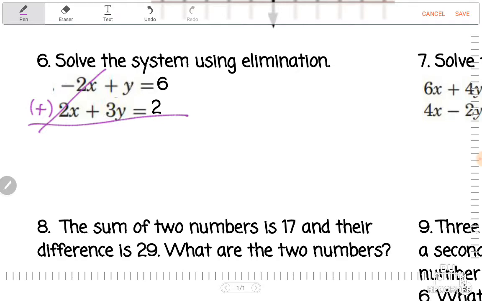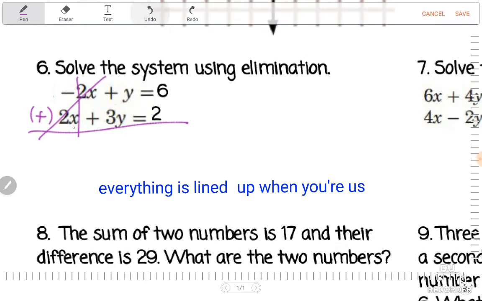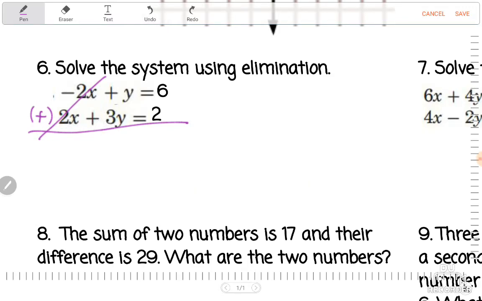Then I look to the y. Again, you want to make sure that everything is lined up. So the x's, the y's, the equal signs, the number, everything needs to be lined up for those. For the y's, I have y plus 3y, so that's going to be 4y. 6 plus 2 gives me 8. Dividing, I get y equals 2.